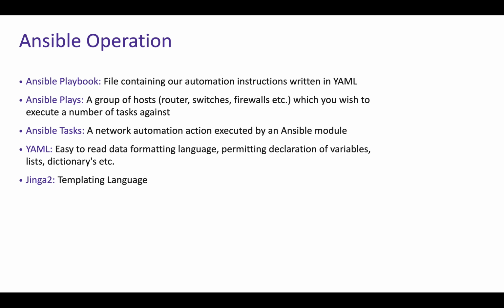And then within that file, the playbook, you'll have your plays. So a play is essentially a group of hosts, whether it's routers, switches, or firewalls, that you want to execute a number of tasks against. And then within each play is your tasks, which is the action that the Ansible will execute on your target devices. And as I said, it's written in YAML, which is very easy to read formatting language, and it allows you to declare variables and lists and dictionaries, etc.